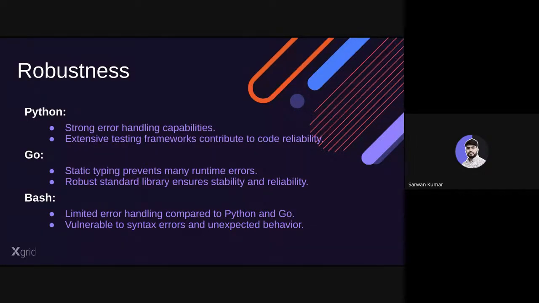When we talk about Bash, it has very limited error handling. Its syntax is also complex compared to the other two languages, Python and Go. But yes, as it's based on samples and conventions most of the time, it has some difficulty in understanding the syntax of Bash scripts. So if we have to make the syntax simpler, we have to choose either Python or Go as compared to Bash.